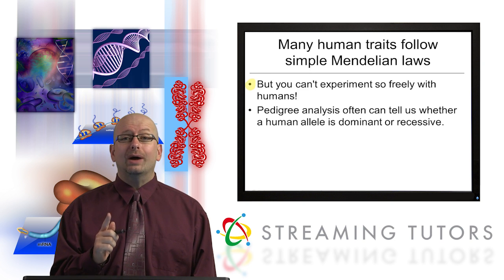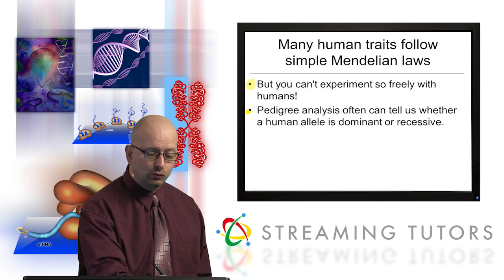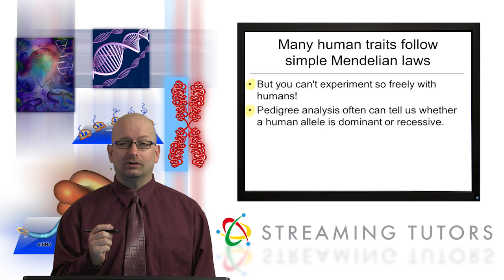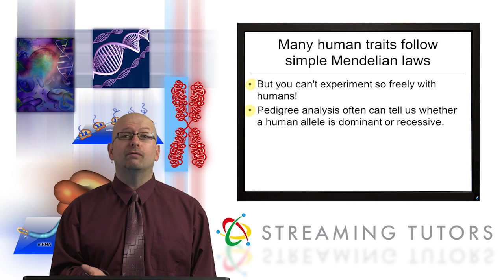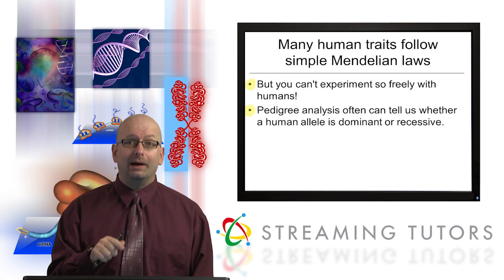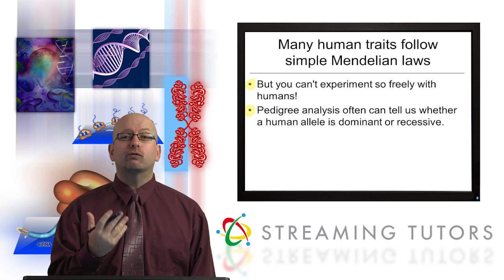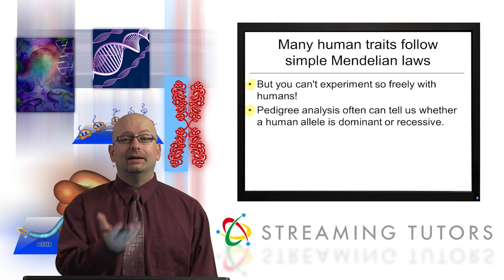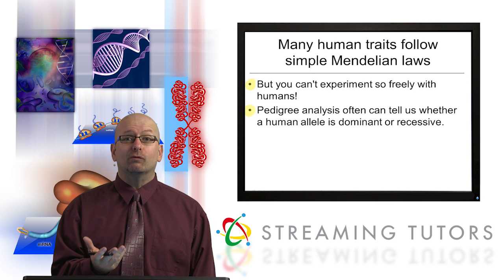But we do have a way around that, as it were. We can use what's called a pedigree analysis. Really, all a pedigree analysis is, is a detailed family history. So we're looking back in time at someone's parents, grandparents, cousins, all sorts of things. And from that, it's almost as if, through what people did, the experiments have already been done for us in a way.